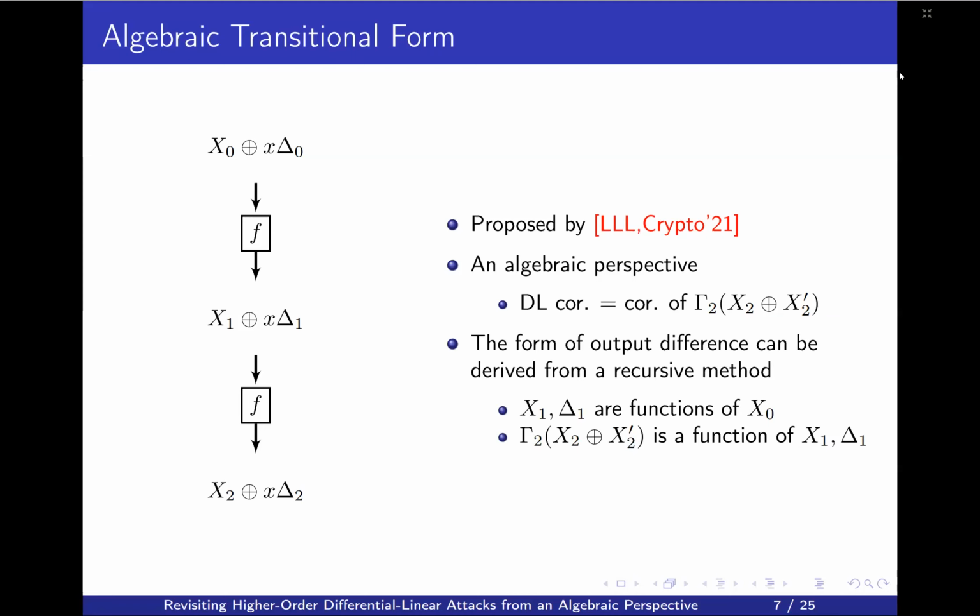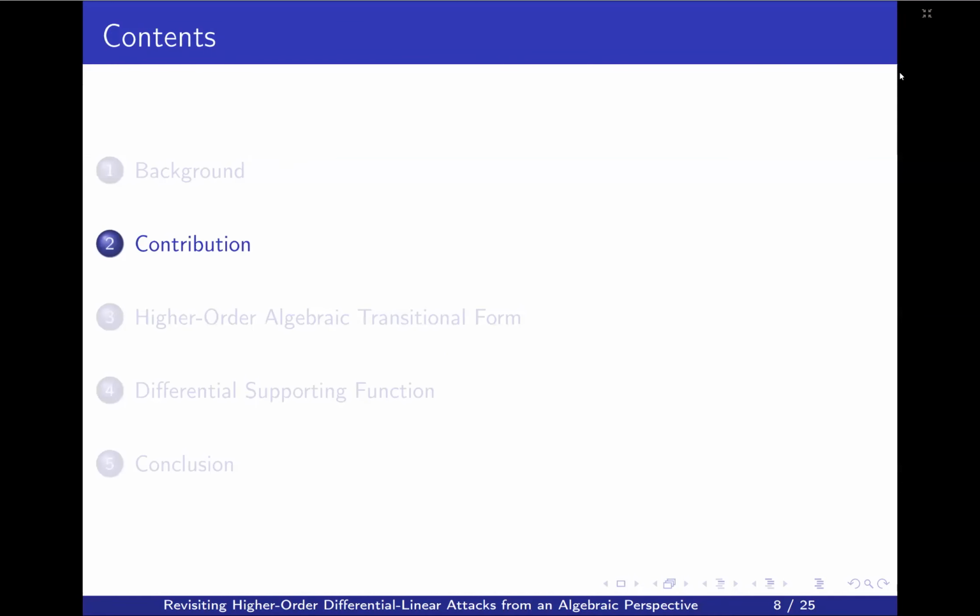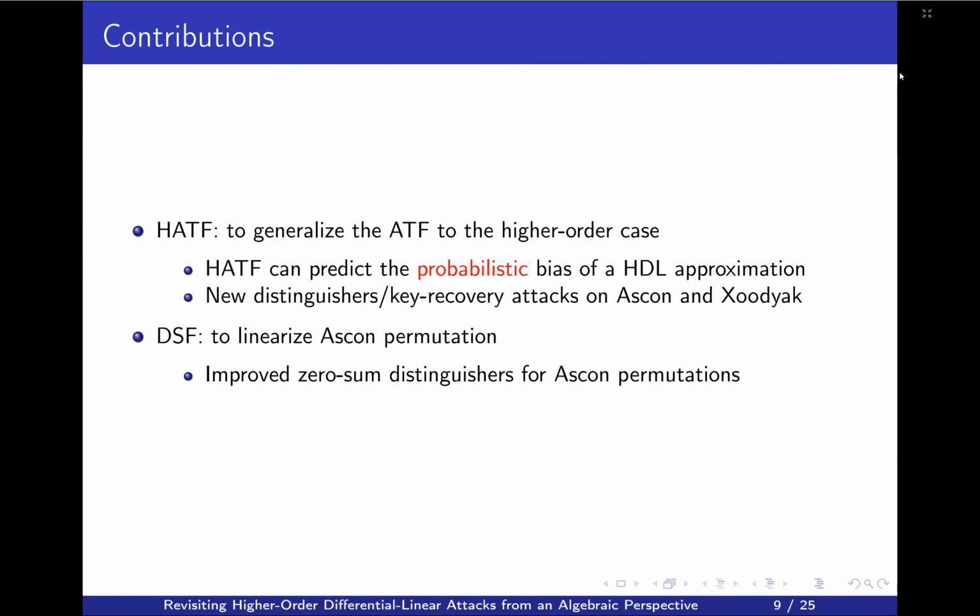Yes. So finally, if we know the expression of x2, then the gamma 2 and delta 2, we can derive the recursive expression of the differential linear correlation. So we just calculate the correlation. So let's see our contribution.